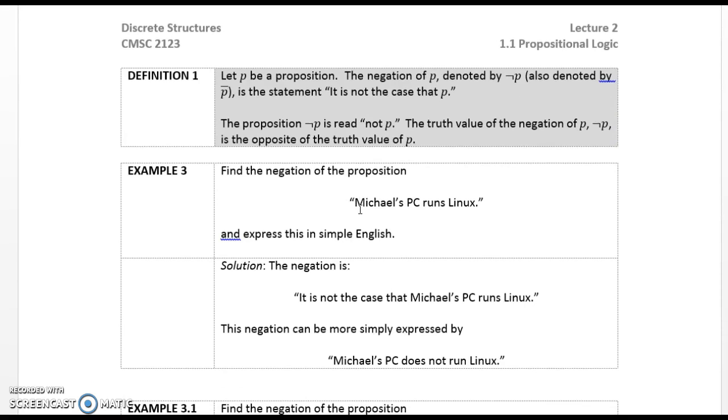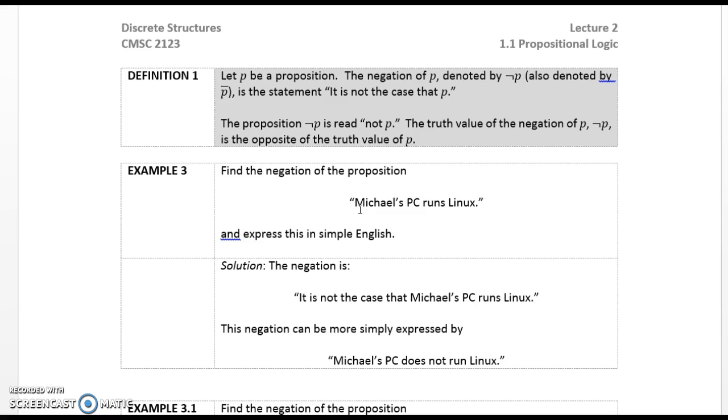Definition 1. Let P be a proposition. The negation of P, denoted by not P, also denoted by P with a hat or an overbar, is the statement, it is not the case that P. The proposition not P is read not P. The truth value of the negation of P, not P, is the opposite of the truth value of P.